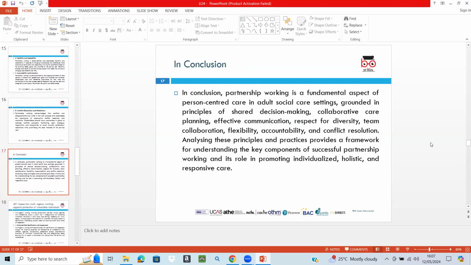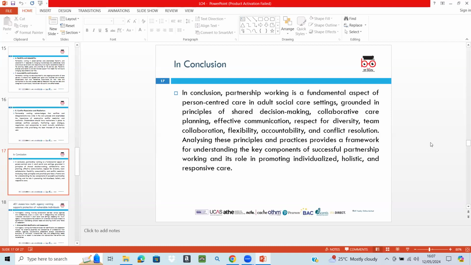To the next one. Right, so we have to discuss the conclusion. So in conclusion, partnership working serves as a cornerstone of person-centered care in adult social care settings, encompassing essential principles such as shared decision making, collaborative care planning, effective communication, respect for diversity. We also discussed flexibility, accountability, and conflict resolution.